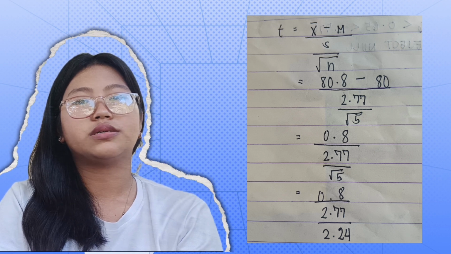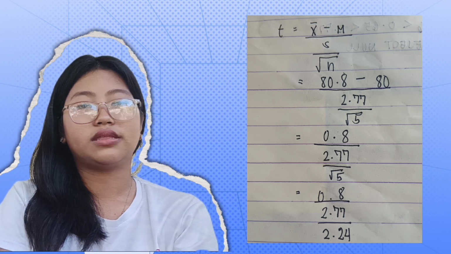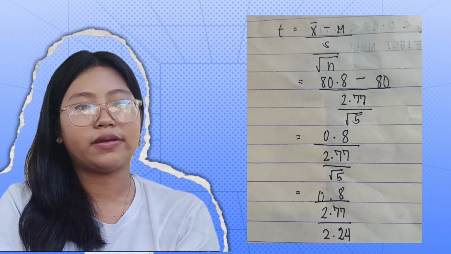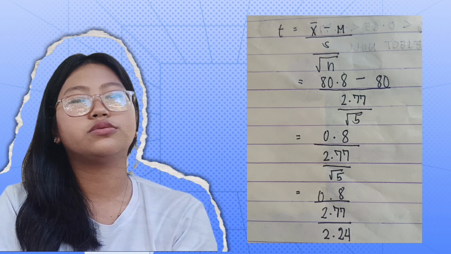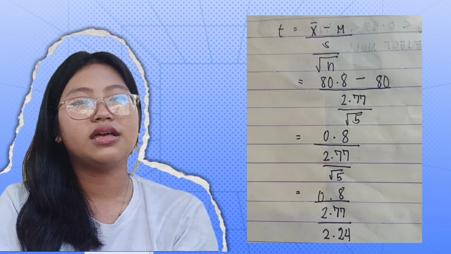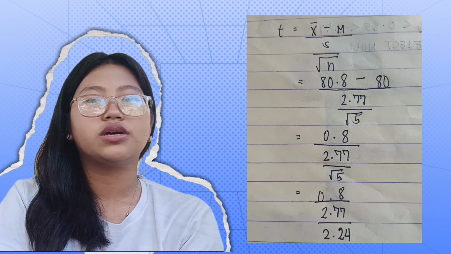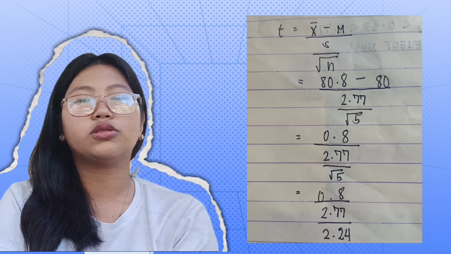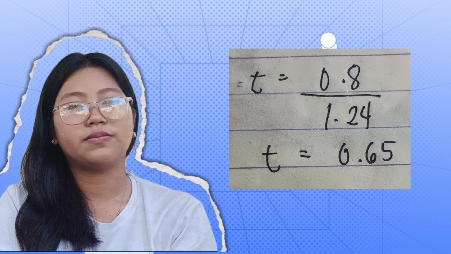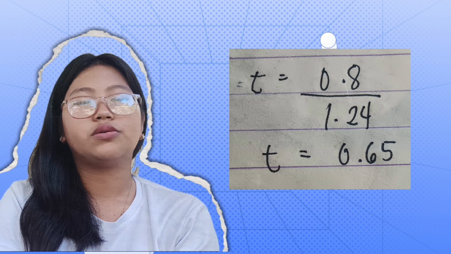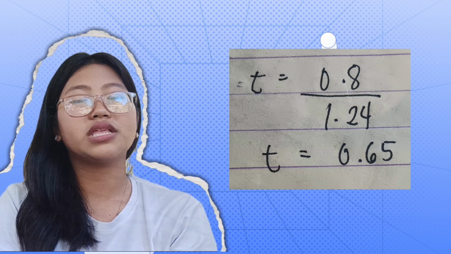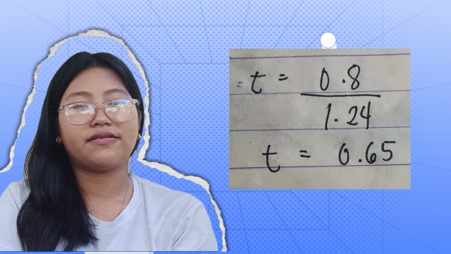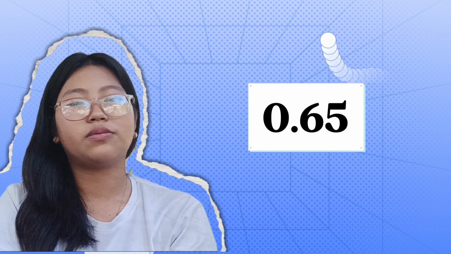So first, we will subtract the sample mean and assumed mean. And we got 0.8. After that, get the square root of 5. So the square root of 5 is 2.24. Then, we will divide the standard deviation by the square root of sample size. So 2.75 divided by 2.24 is 1.24. And then, divide the numerator by the denominator. So 0.8 divided by 1.24, the answer is 0.65. So our t statistic is 0.65.